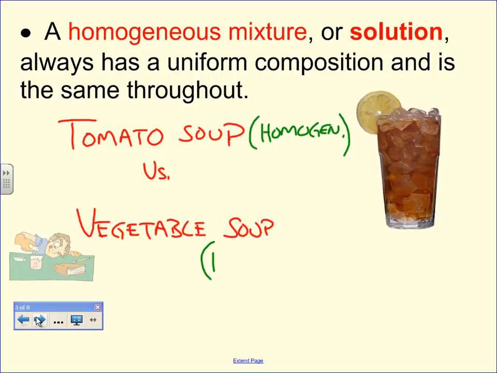On the other hand, vegetable soup is what we call a heterogeneous mixture, because you might get a little scoop where you've got a carrot and a potato, and the next scoop might have like 3 peas and a carrot on it. It's different all the way throughout. It's not evenly blended everything together.